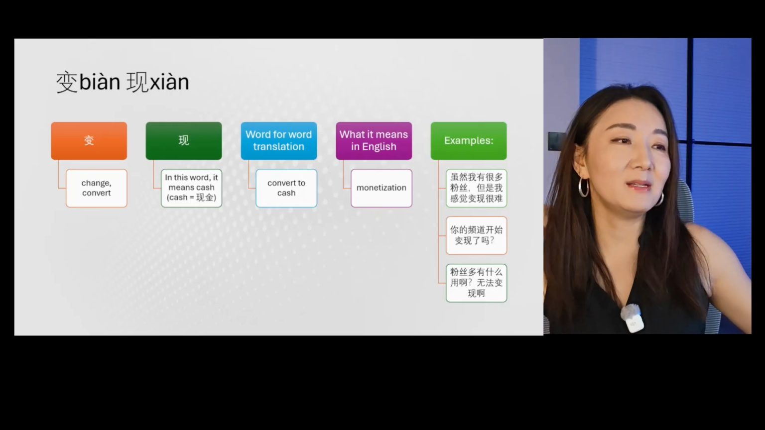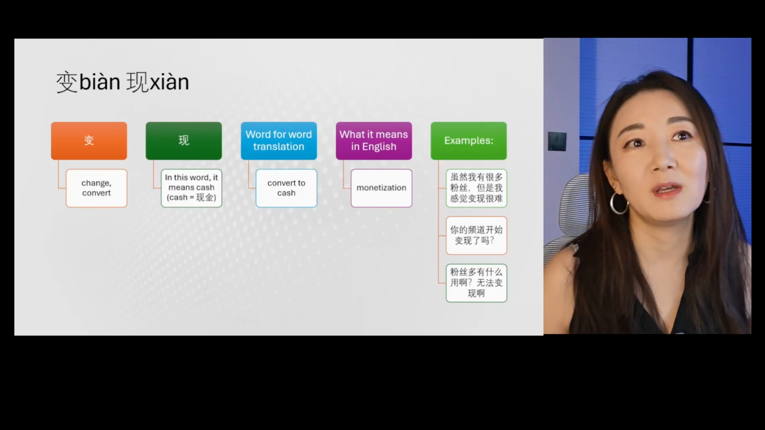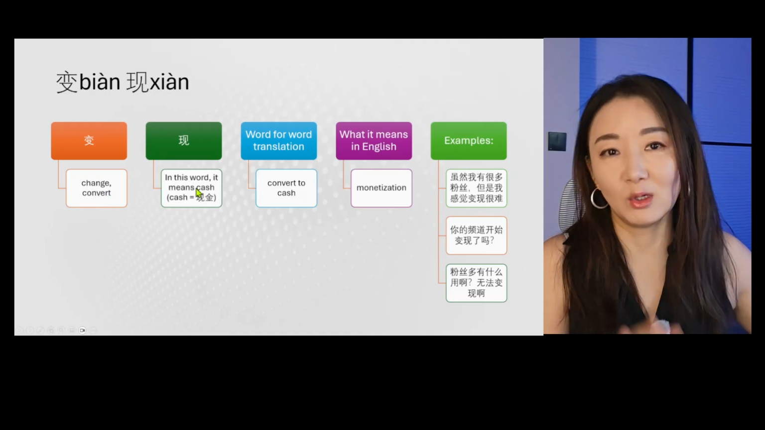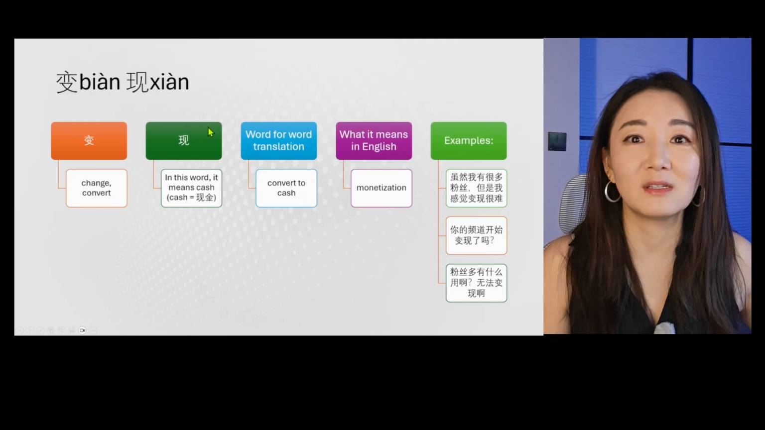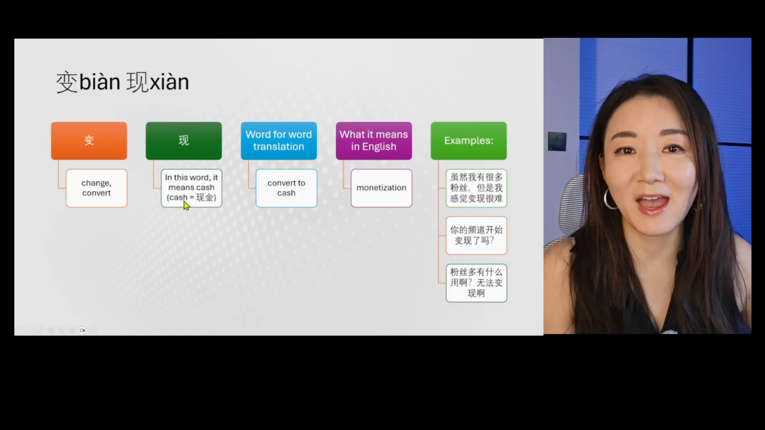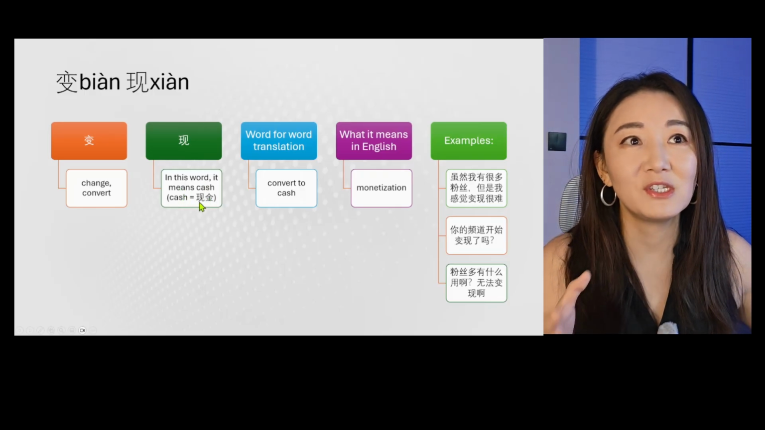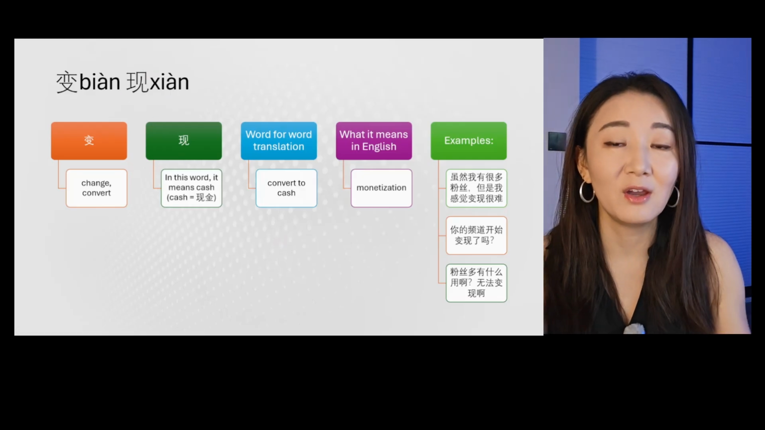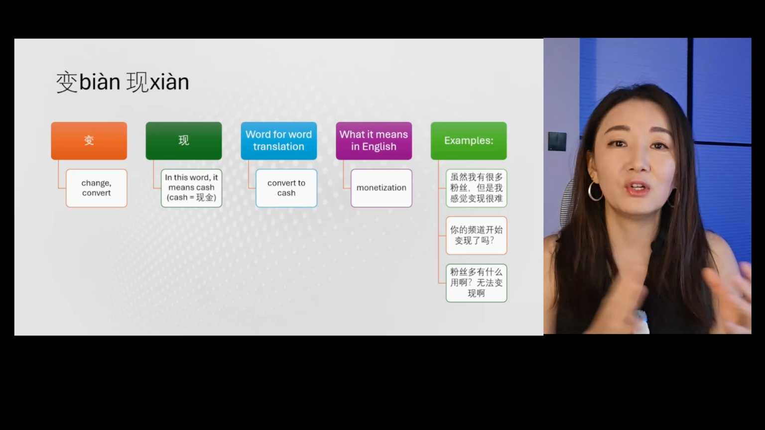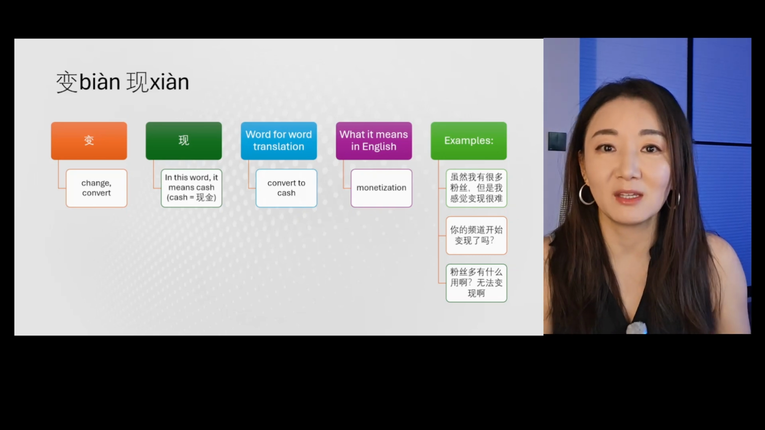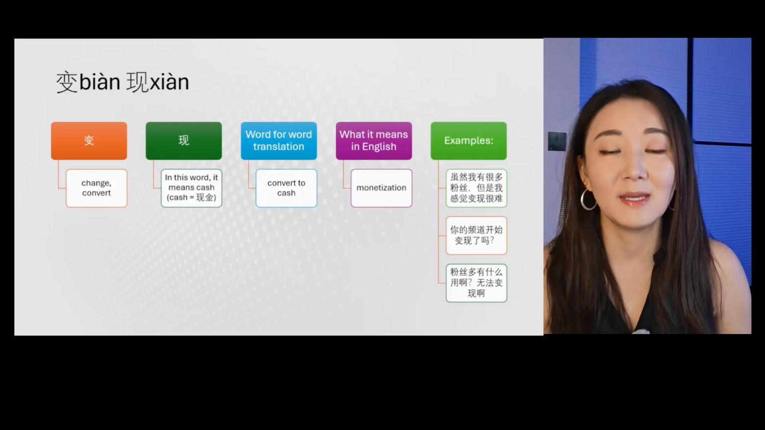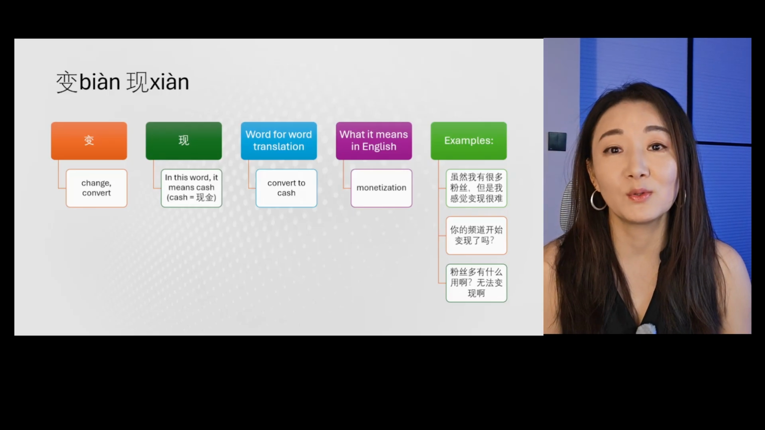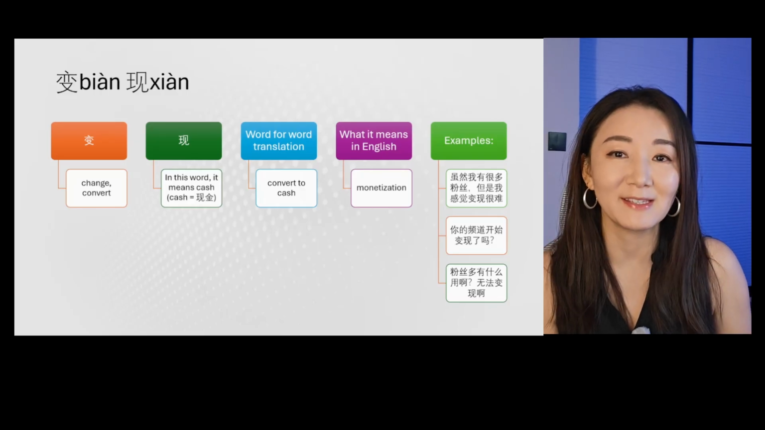变现 变现 is relatively more straightforward. 变 here means change or convert. 现 has multiple meanings, but today in this word, it just means cash. 现金 is cash, right? So here we use 现 to mean cash. If we put 变 and 现 together, the word for word translation is convert to cash. So we're converting something to cash. But what does it mean? It means monetization in the context of content creation. A few examples to help you understand how it's used in sentences.